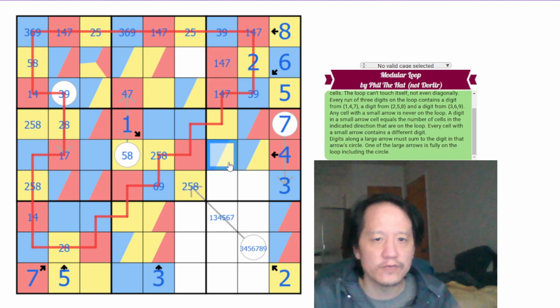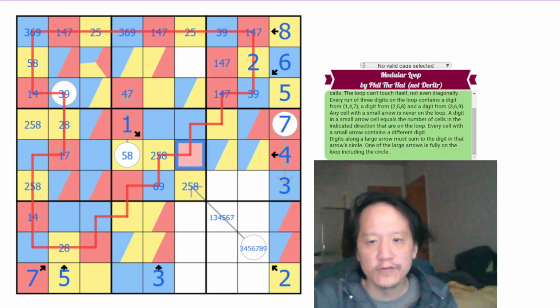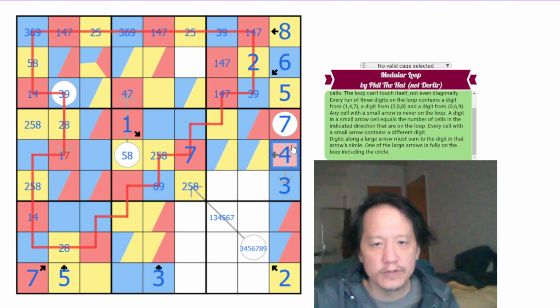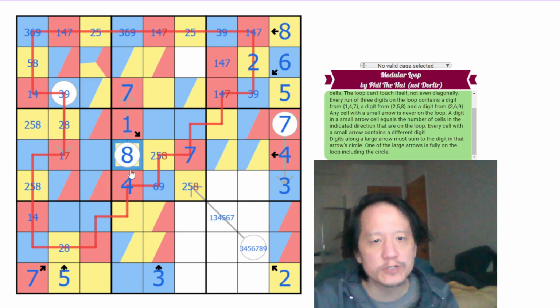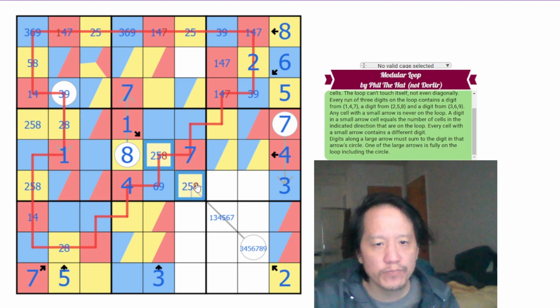1, 4, 7. This is 7, because the 4 and the 1 see it. So this is 4, which makes this 7, which makes this 8. So this is now 1. These can't be 8. 2, 5. This can't be 7 because of that 7. This can't be 1 because of that 1.